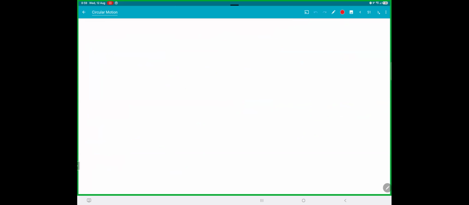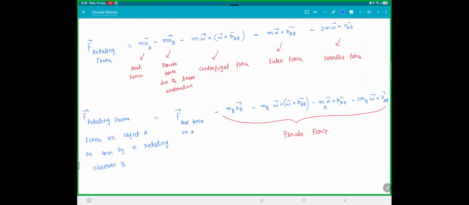So if I have to just put it in a normal way, this is how it will look. Pseudo force is not one single thing. There are multiple forces on this. So centrifugal force is different. This is different.